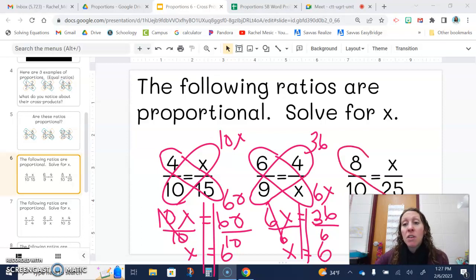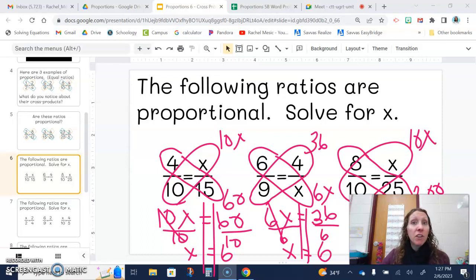All right, 8 times 25. Let's think of quarters. If we have 8 quarters, that's $2, so 200 cents. And if I multiply this way, I get 10x. So 10 times some number is 200. Ooh, that was a sloppy 2. So you might be able to figure this out in your head. Otherwise, you're going to do the inverse of multiplication, which is division. Divide both sides by 10. 10 divided by 10 is 1. 1x is the same as x. And 200 divided by 10, that would be 20.